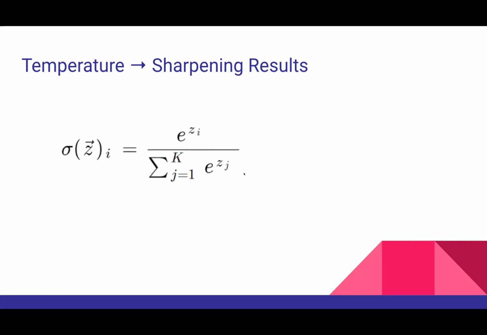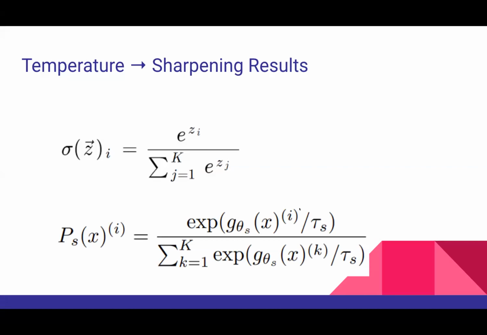In practice, it will look something like this. We're going to take the softmax function, and we're going to divide every value by a predetermined temperature hyperparameter. And what this does is suppress every value except for the highest value, or the mode.